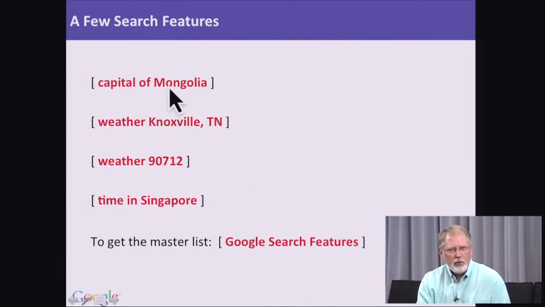Again, you can do a lot of these different kinds of features, time and places, weather and places, and the way to get to the master list is to do the search for Google search features. In this short lesson, I haven't really had time to cover them all, but I hope you'll have time to explore all the Google search features, features that accelerate your access to information and get you there very quickly.